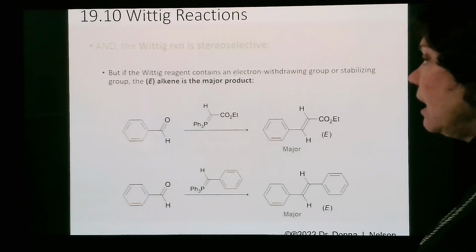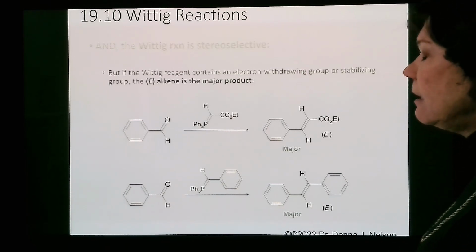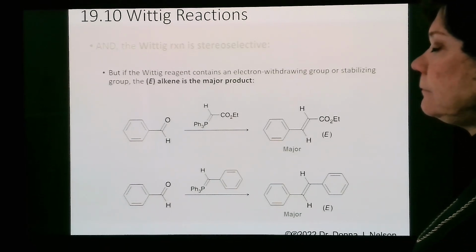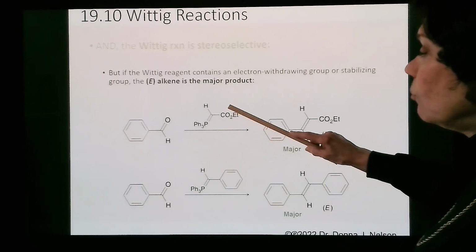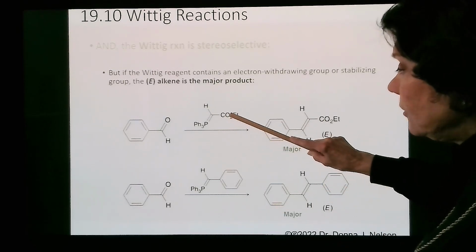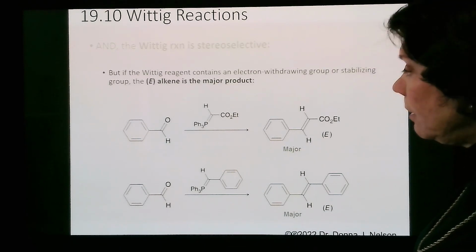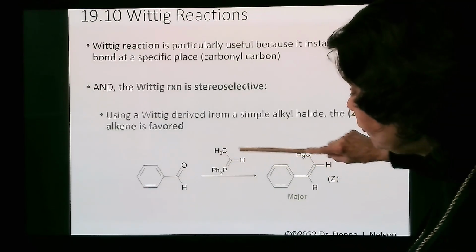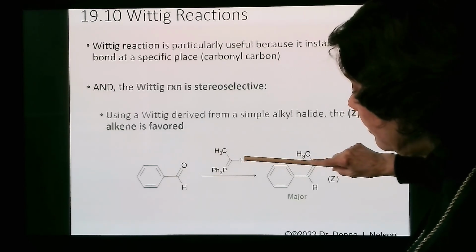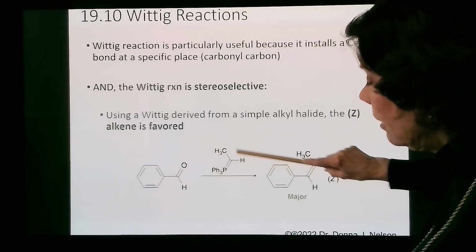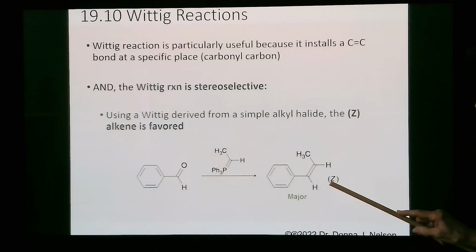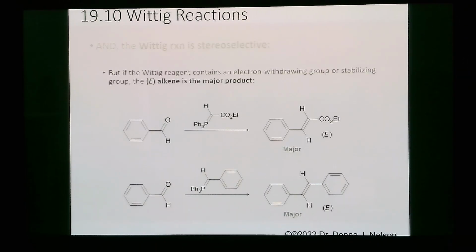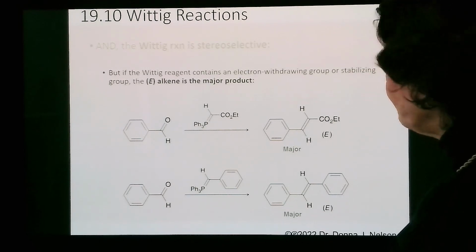If the Wittig reagent has stabilizing groups on it. So back here, this is just like a simple alkyl group, okay? No stabilizing groups, and so you get the cis product, or the Z product.